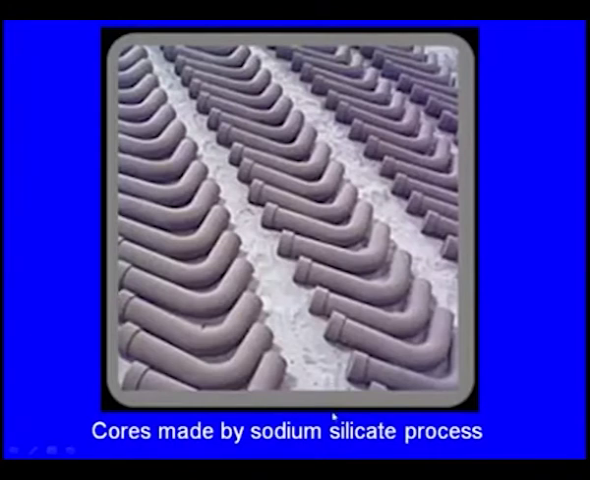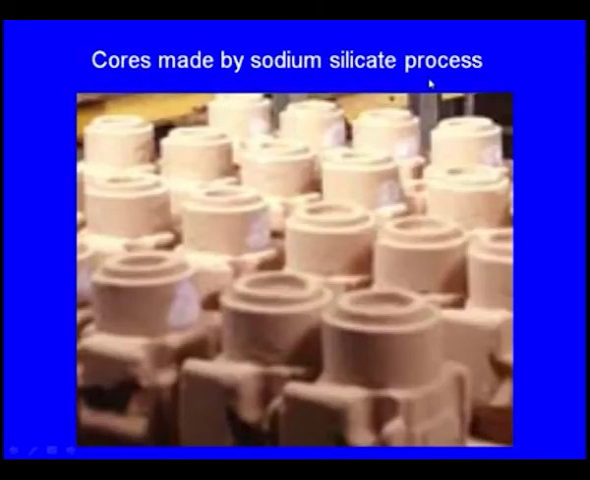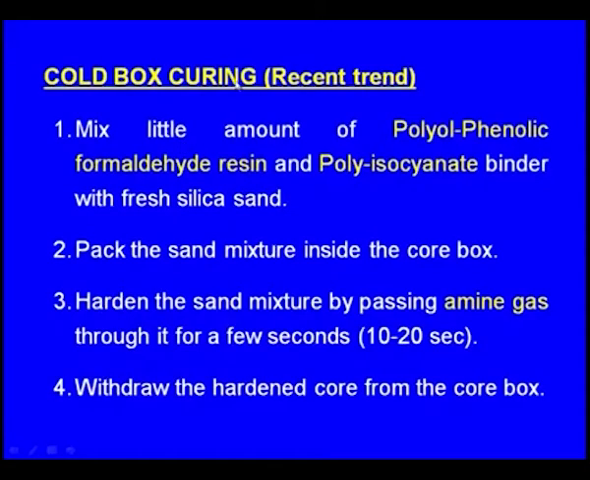So, these are the cores made by cold box curing. That is also known as the sodium silicate process. These are the cores made by the sodium silicate process, where we harden it by the cold box process, by passing carbon dioxide. So, these are the cores. Next one. What we have learned just now is a traditional method.